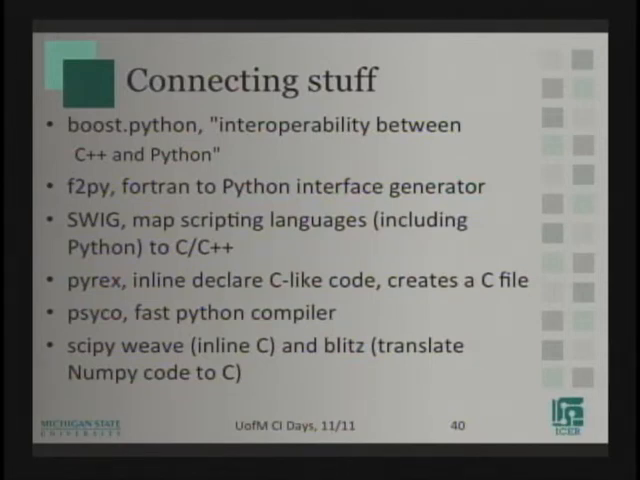Psyco, which is my favorite tool, and I still can't get it to run as a fast Python compiler. SciPy brings two things, Weave and Blitz. Weave allows you to inline C code in your Python so that if you want something to run in C, it will do that. Combine them together, build it as a library, make it go. And Blitz will just take your NumPy code and translate it into C before it actually does the run.